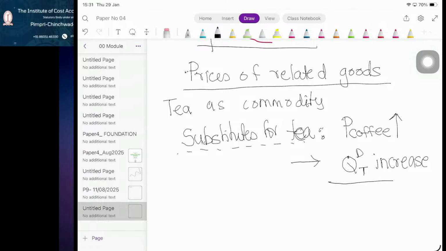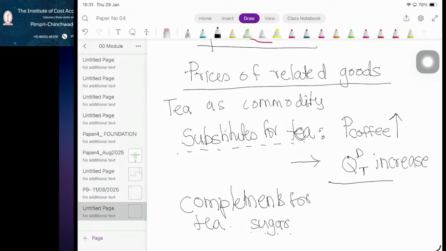And think of commodities which are used along with tea, so let us say complements for tea. One such product which is a complement for tea in India is sugar. Generally people have tea with sugar, unless they are diabetics who avoid drinking tea with sugar. So what will happen when the price of sugar increases?